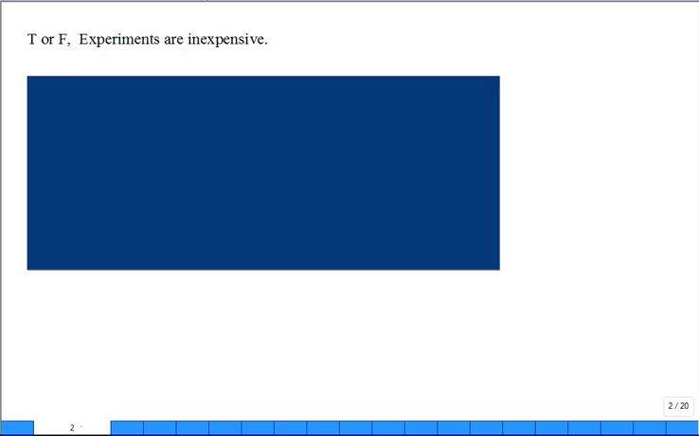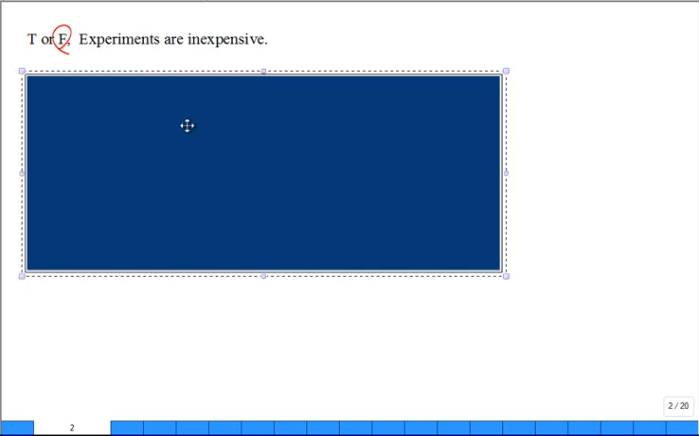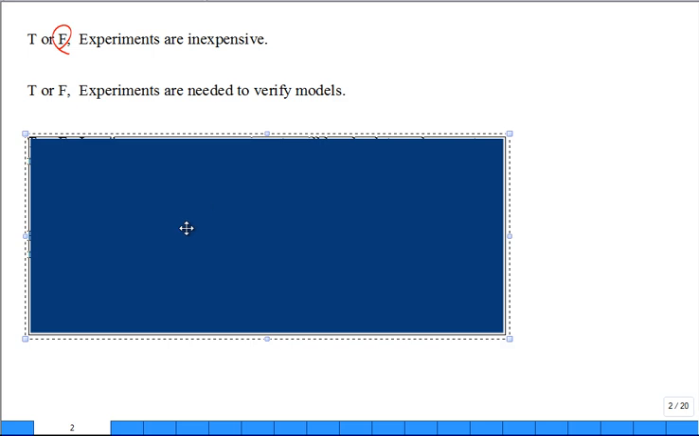True or false, experiments are expensive. They're very expensive. Experiments are very expensive, all right? So, I'm sorry, experiments are inexpensive. That's false. Maybe I should have said that. They are very expensive, okay? All right, let's go to another one. Experiments are needed. True.